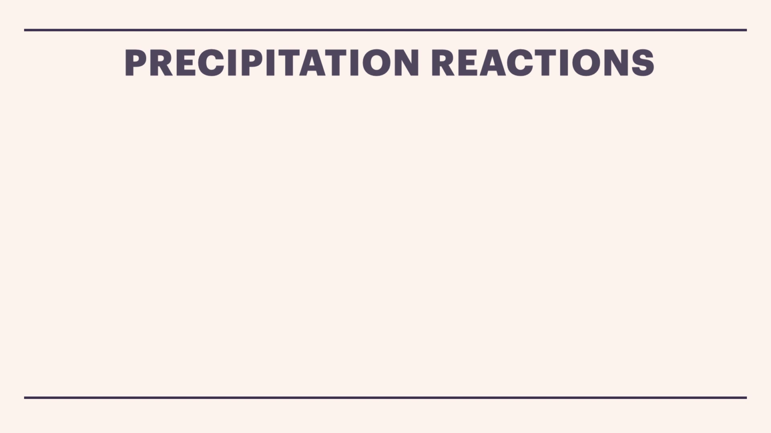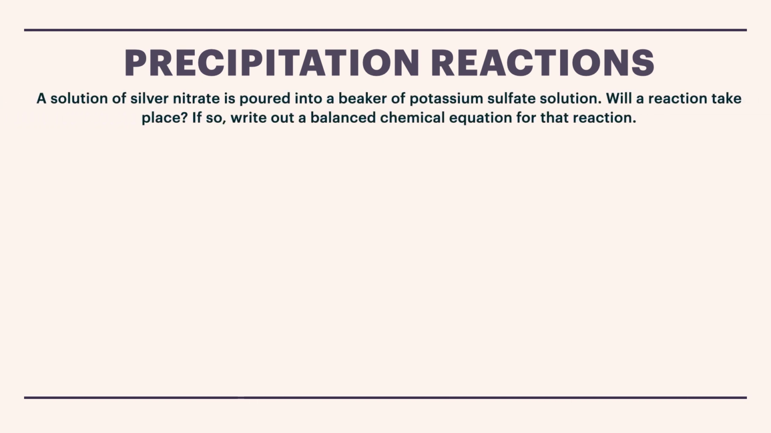So how do we write the equations that represent a precipitation reaction? Let's go through a couple of examples and see how you recognize it's going to be a double replacement reaction, and how that helps us write the equation. Here's the situation. We've got a silver nitrate solution, and we're going to pour that into a beaker that contains a potassium sulfate solution. We're going to try to decide whether a reaction does happen, and if it does, we're going to write all the correct formulas for the reactants and products, and then balance it.